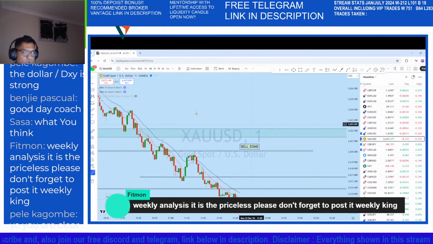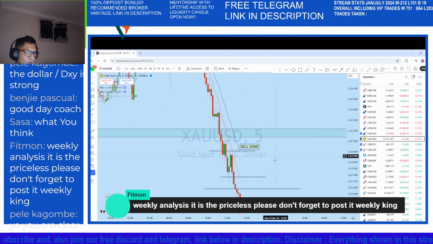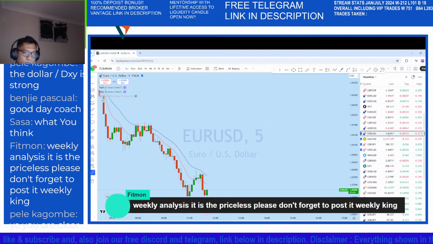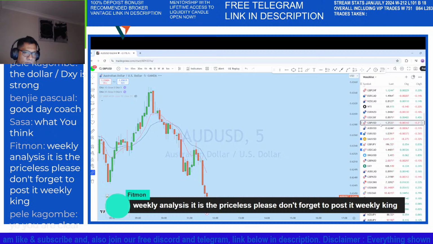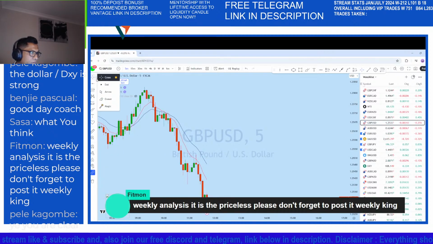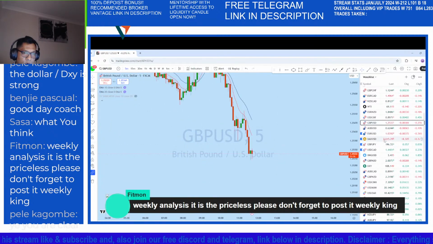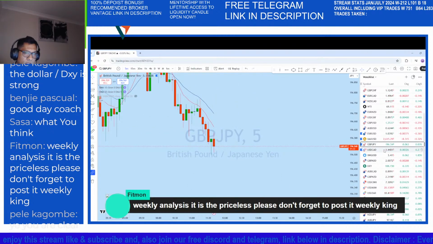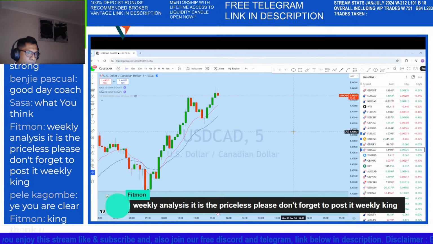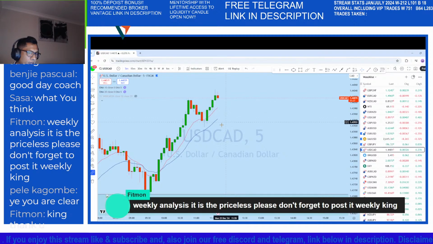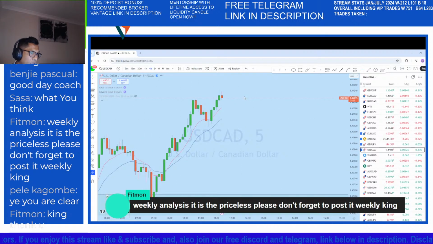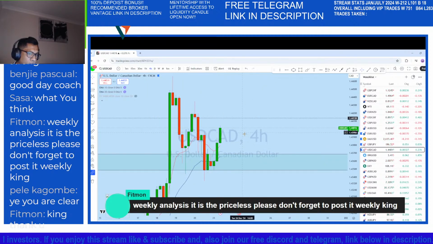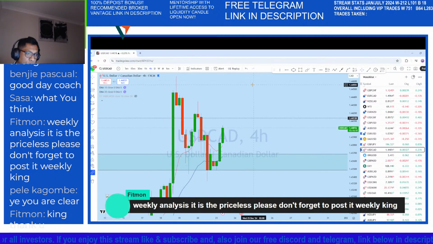And I was looking at also other instruments such as, you can see XAUSD, it's in a downtrend, euro dollar, AUD USD, British pound US dollar, and if you look at here, GBP JPY downtrend. Dollar CAD, it's in an uptrend. So dollar CAD, we can see the market basically it's in a strong bullish trend, and it may continue to rise.